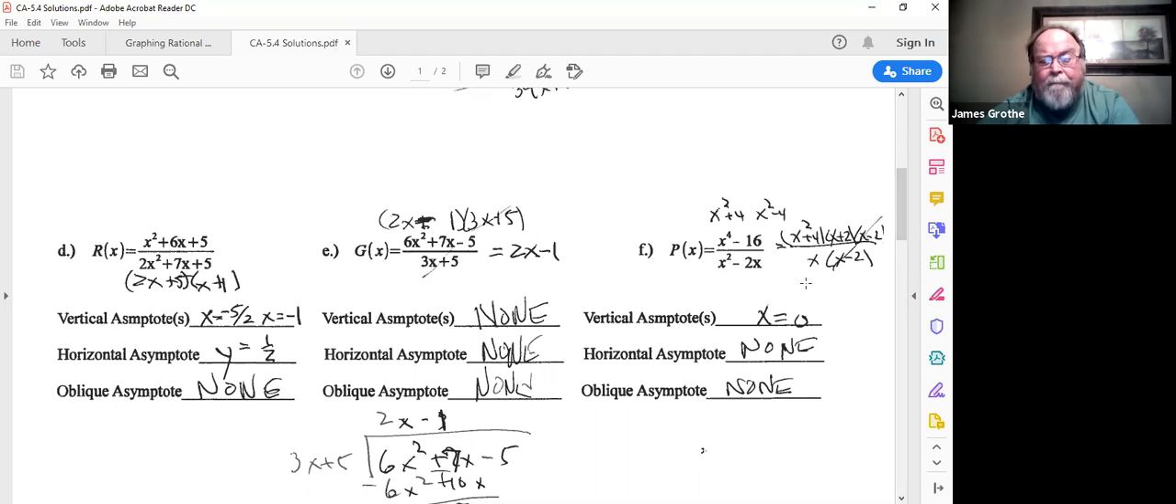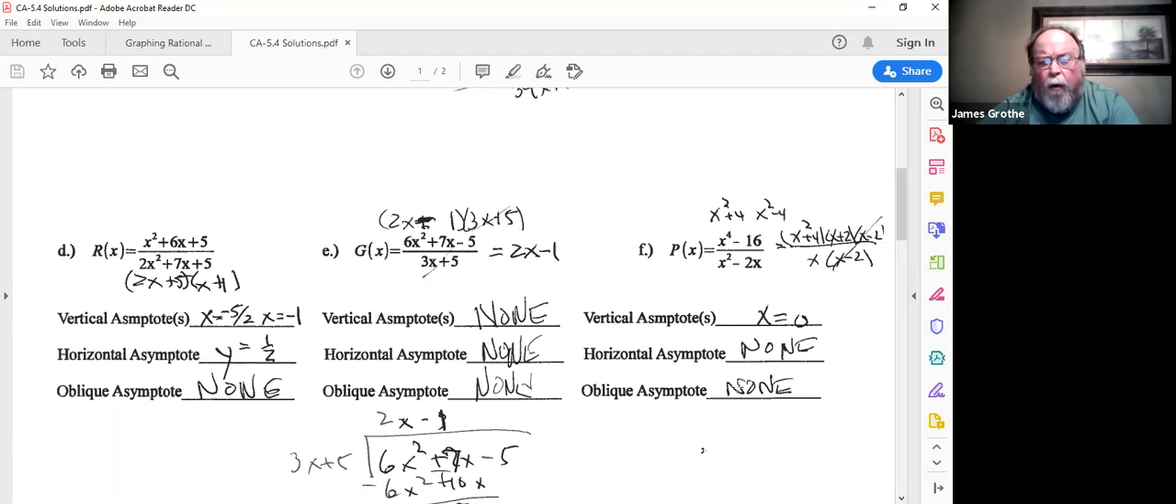Okay? Vertical asymptote. When's the denominator 0? Well, my denominator will be 0 when x is 0, because that is my denominator, simply x. So x equals 0 will be our vertical asymptote. Again, that's just another name for the y-axis.